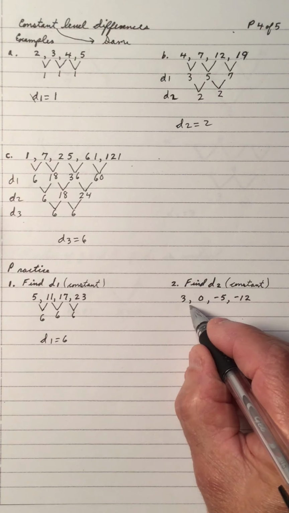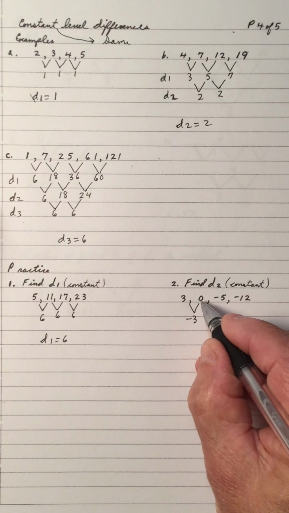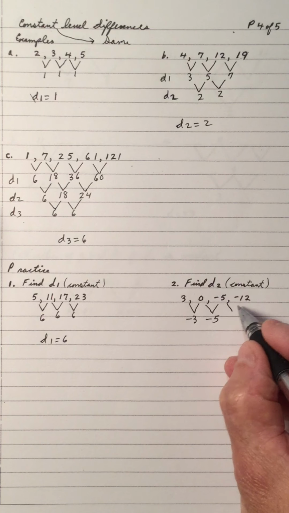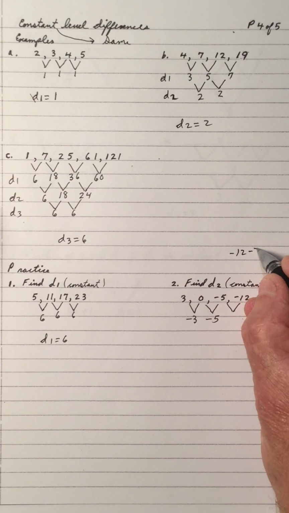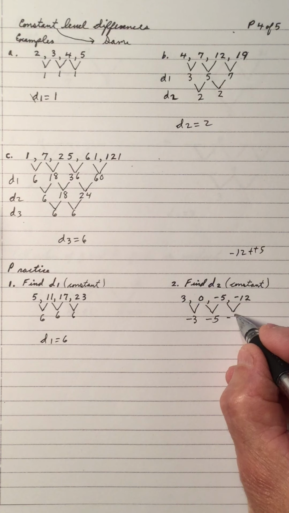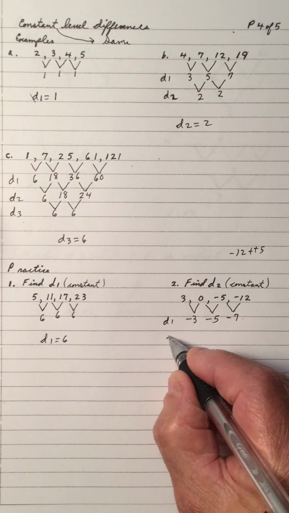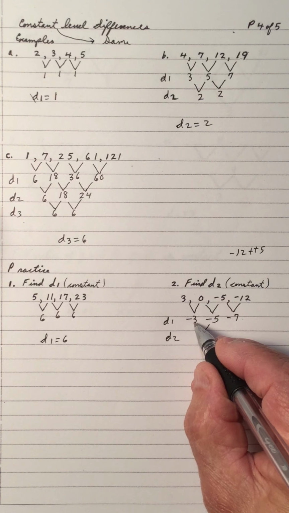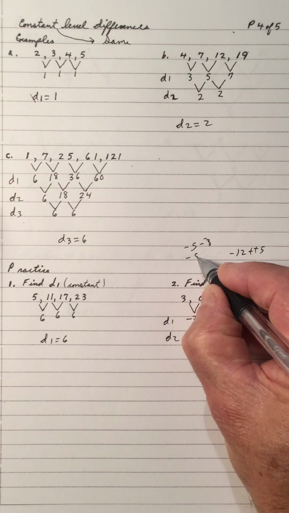Find D2. It was constant. Okay. 0 subtract 3 is negative 3. Negative 5 subtract 0 is negative 5. And be careful here. Negative 12 subtract negative 5. That's a double negative. So it's negative 12 plus 5. That's a negative 7. You've got a double negative right here. And that's the level 1 difference. That's not constant.